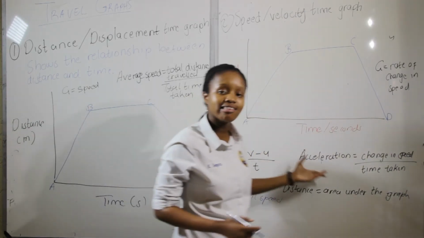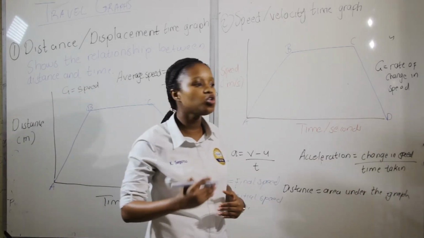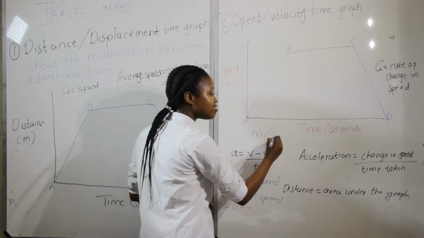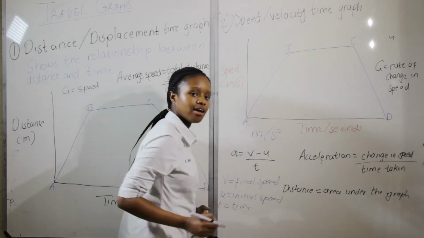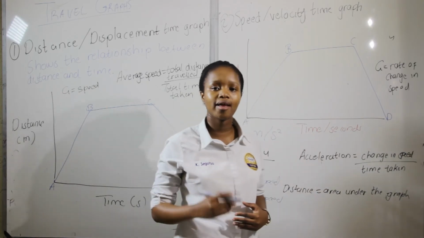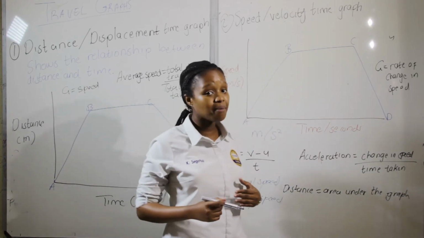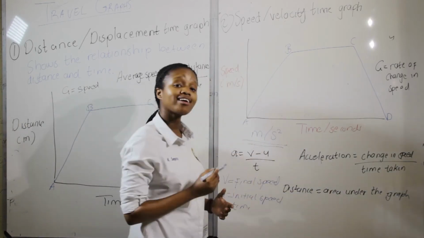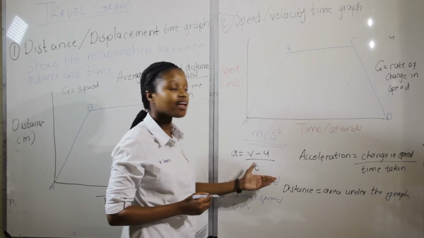When it comes to acceleration, acceleration has its own units. The units for acceleration are meters per second squared. Remember what we talked about: when we say something is squared, what are we talking about? It's multiplied by itself two times. So our units for acceleration are meters per second squared.